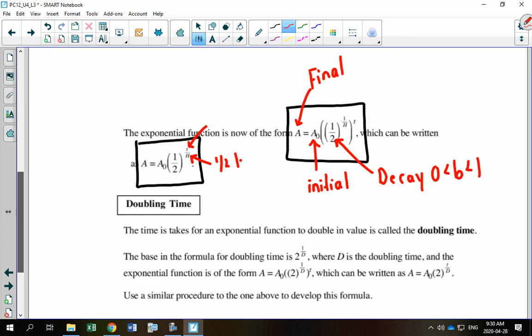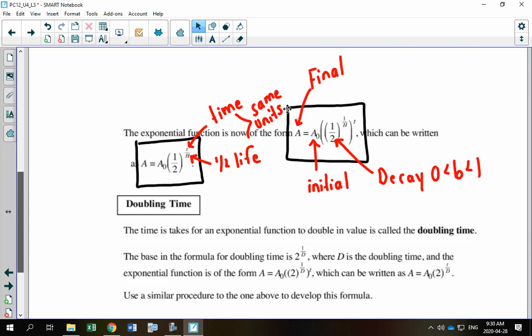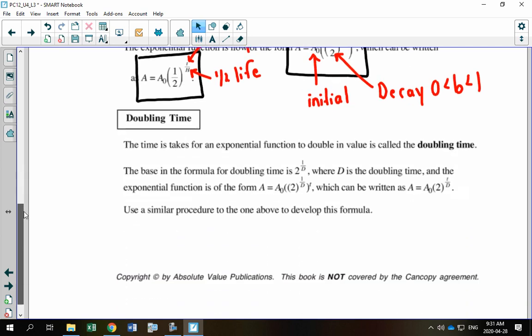So they'll say the bacteria has a half-life of 5 days, and this will be time. The thing that's special about the time and the half-life is that they will always be the same units. If half-life is given to you in hours, then time will be in hours. If half-life is given to you in days, time will be in days. And oppositely, if time is given to you in days, half-life will be in days. So those units will always be the same. That's the half-life formula.